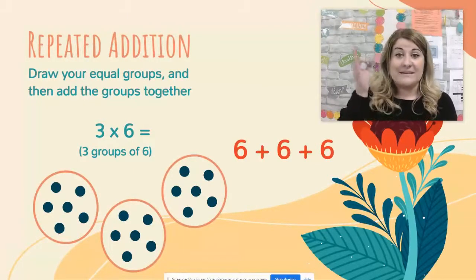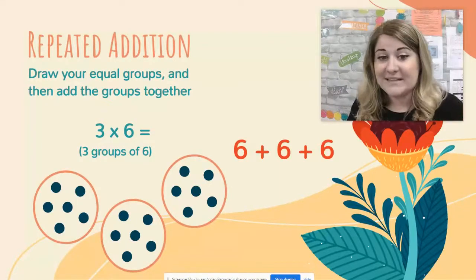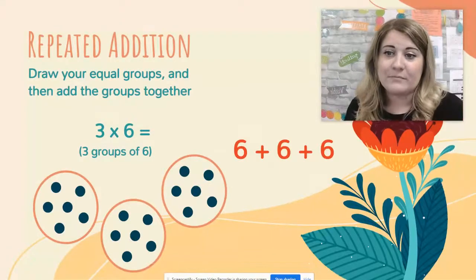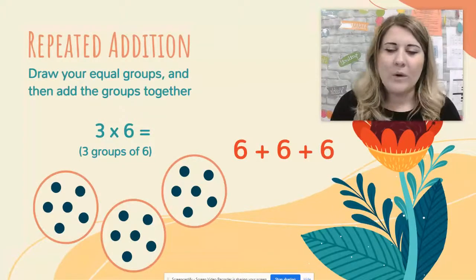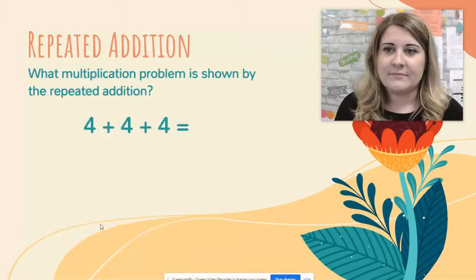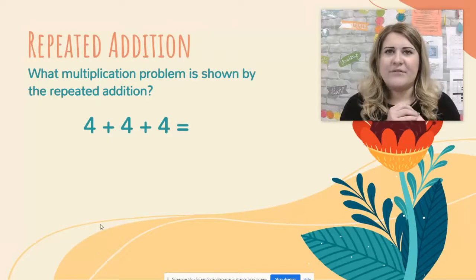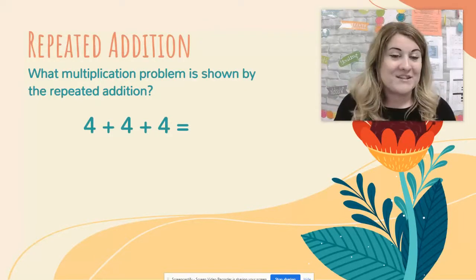So for this one, it would be 6 plus 6 plus 6, because I've got 6 in each group. That means I should have 3 6s, which I have, so I'm good to go. All right. What about if I just have the repeated addition and they want me to find the multiplication sentence?